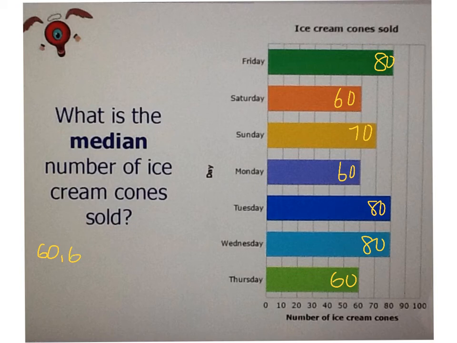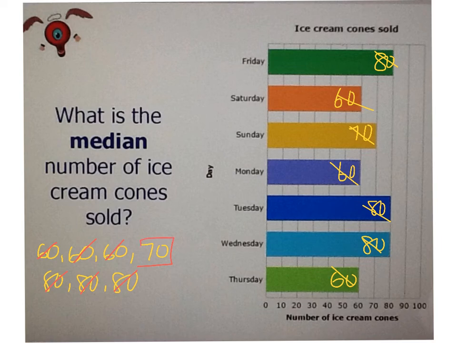So I have three 60s. I have one 70. And then I have three 80s. And if I slash off the sides, it's low and high, low and high, low and high, and we finally have a 70.